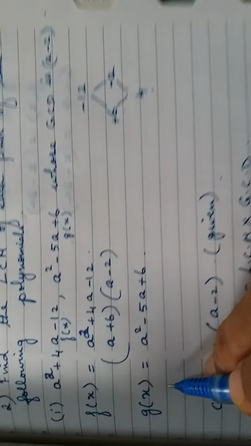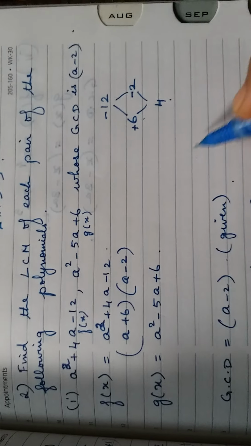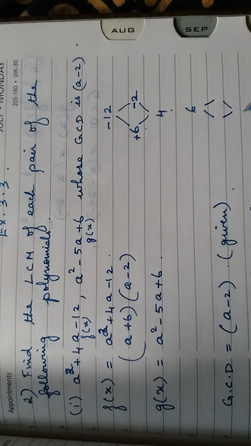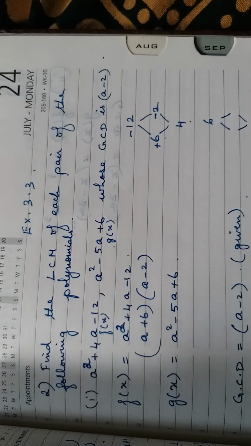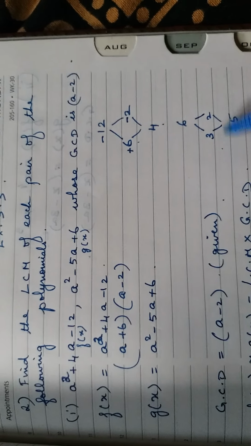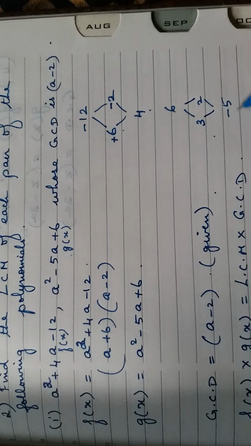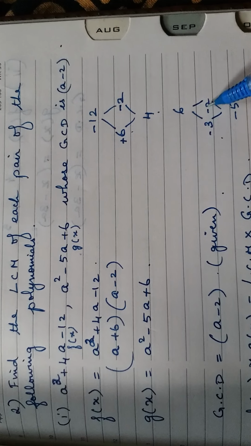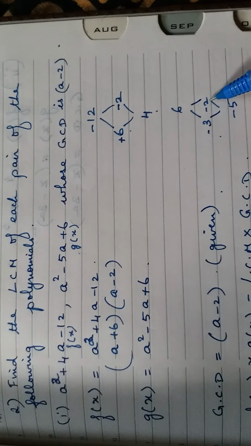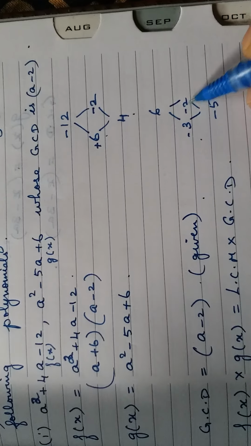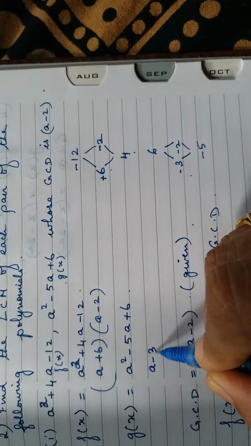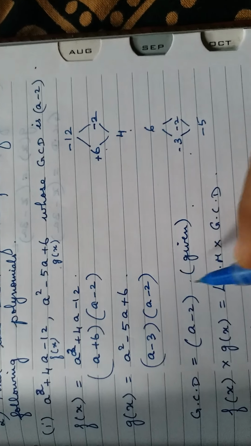Next you consider g of x. G of x is equal to a square minus 5a plus 6. So 6 is your value, and down you will be writing minus 5. You know 3 twos are 6. Both have to be negative, only then will minus into minus become a plus value. So minus 3 into minus 2 will give you plus 6, and adding minus 3 minus 2 will give you minus 5. So your factor will be a minus 3 into a minus 2. So this is your g of x.